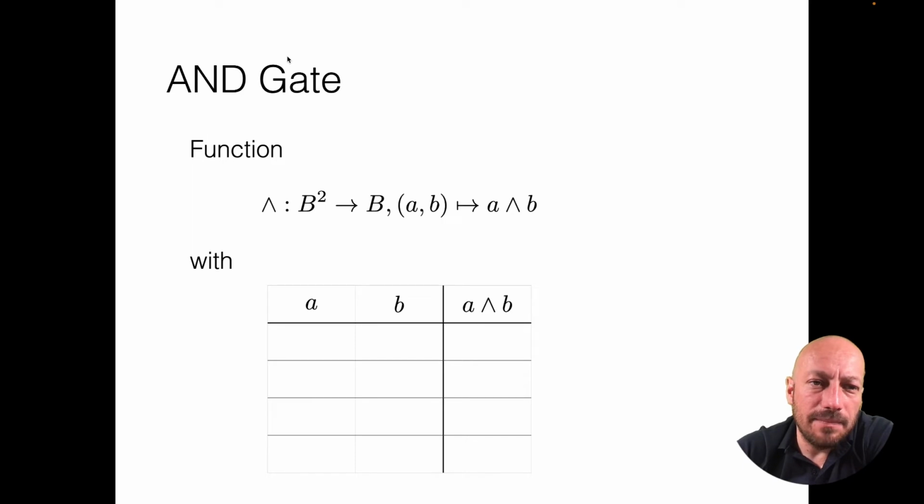For the function name describing the AND gate, I'm using this symbol for a logical AND. I mean, this makes sense because I can interpret 0 as false and 1 as true. Also note that now the domain is this Cartesian product of B with exponent 2. So that means we have 4 possible inputs. And also note that in this operator notation, I'm not using parentheses. I'm not writing this symbol for the logical AND followed by an open parenthesis followed by a comma b close parenthesis. So I'm just writing it like that.